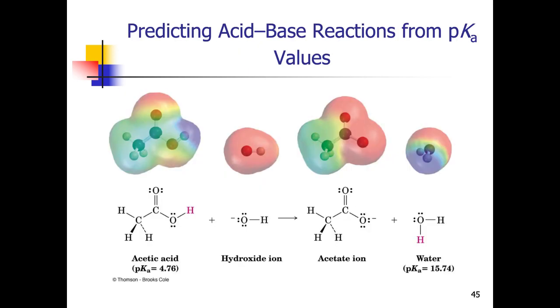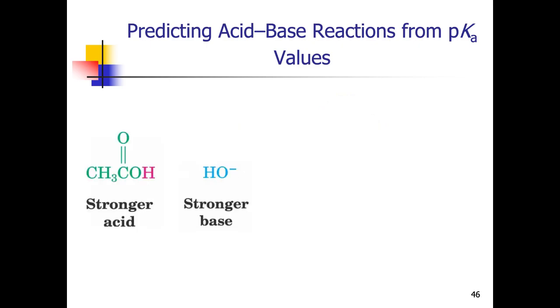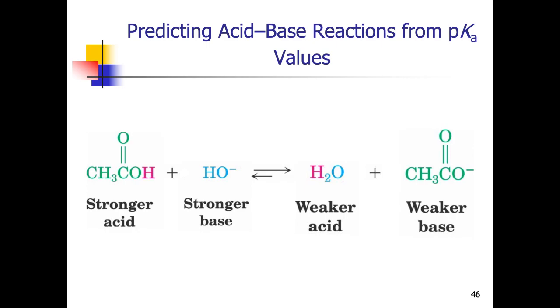Predicting acid-base reactions from pKa values. The general principle to apply is this: acid-base reactions always favor the formation of the weaker acid and the weaker base. The reason for this is that the outcome of an acid-base reaction is determined by the position of an equilibrium. Acid-base reactions are said, therefore, to be under equilibrium control, and reactions under equilibrium control always favor the formation of the most stable, lowest potential energy, species. The weaker acid and weaker base are more stable, lower in potential energy, than the stronger acid and stronger base.